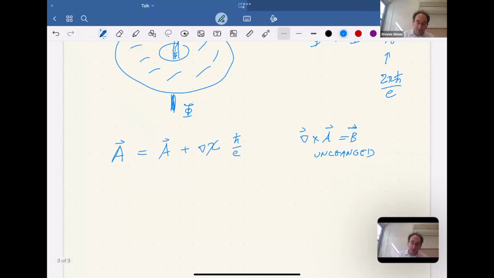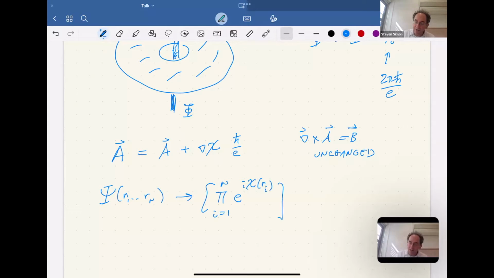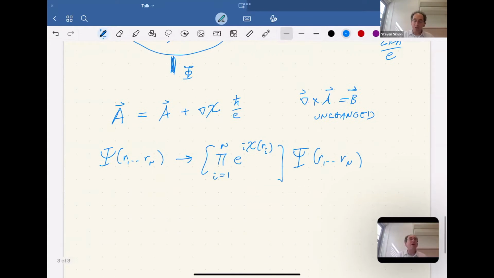Gauge transformations don't change the magnetic field. Under this change of gauge, the many particle wave function gets changed to, it just picks up some factors, i equals 1 to n. These are all the particles in the system, e to the i chi of R_i, like this, times psi of R_1 to R_n. So you just pick up these phase prefactors.